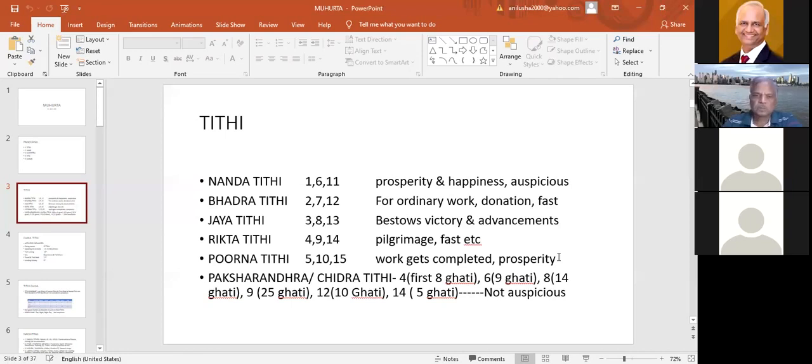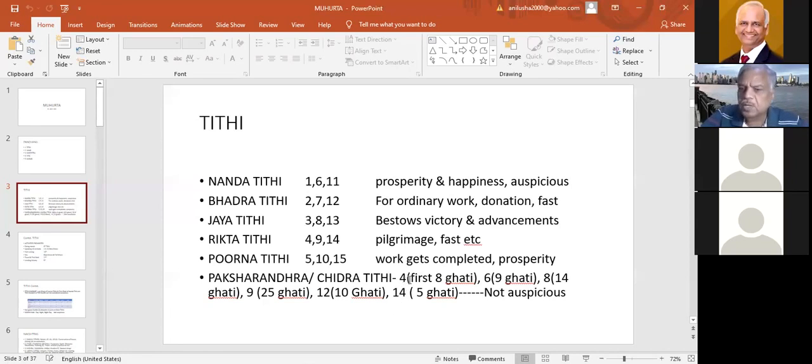Okay, fine. So we have divided tithi into 5 parts. So depending on the nature of work that we want to do, we select a particular tithi. And some portion of these tithis is known as a Pakshrandra or the Chidra tithi. Some portion of these tithis. So what are those portions?